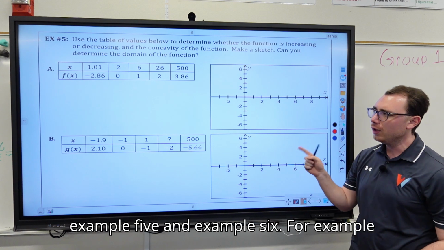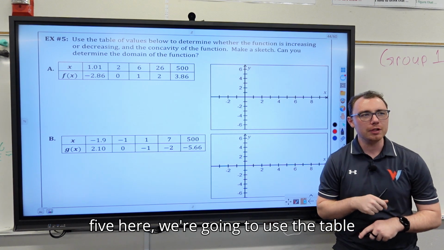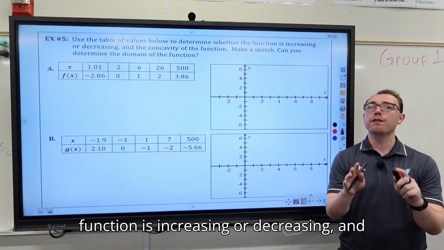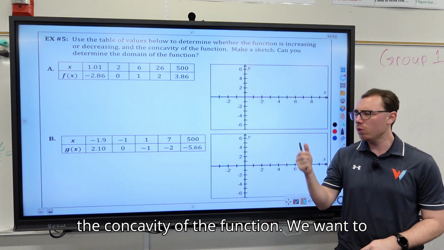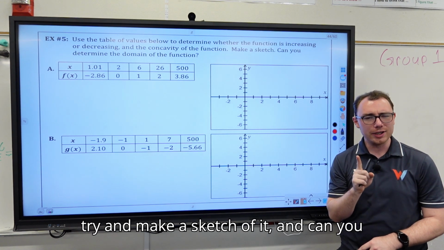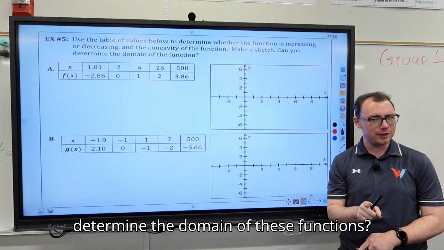We're taking a look at example 5 and example 6. For example 5 here, we're going to use the table of values below to determine whether the function is increasing or decreasing and the concavity of the function. We want to try and make a sketch of it, and can you determine the domain of these functions?